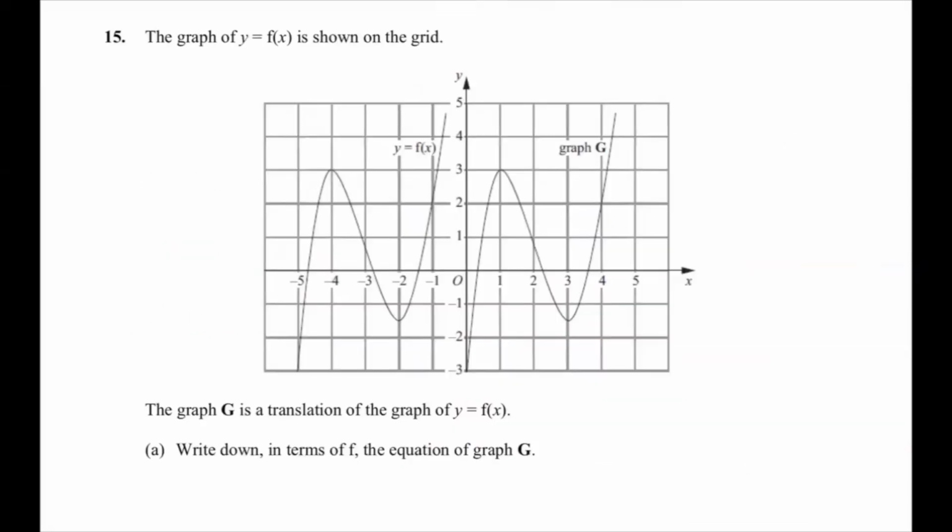Okay, so the graph of g is a translation of the graph of y equals f of x. So let's just take a look at our diagram. y equals f of x is here, and then you've got your graph g here. So we can see that f of x has moved horizontally forward 5 places. If you use a coordinate to help you, you can see that. Count: 1, 2, 3, 4, 5.